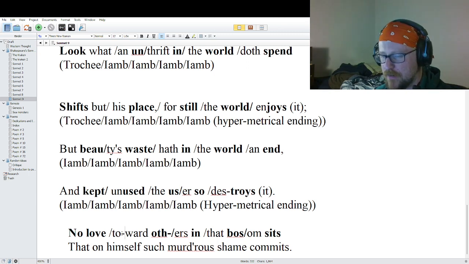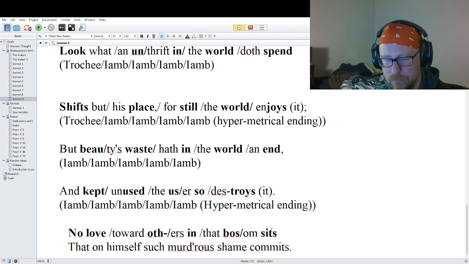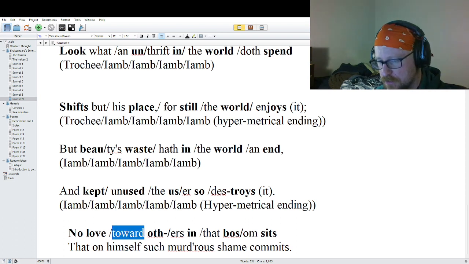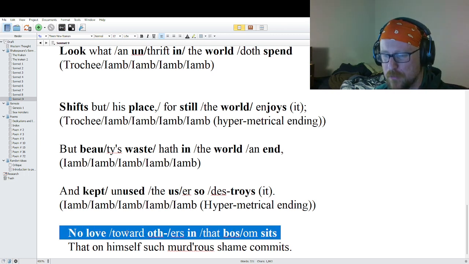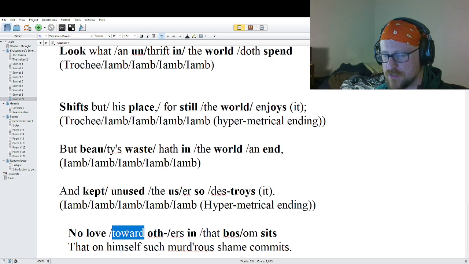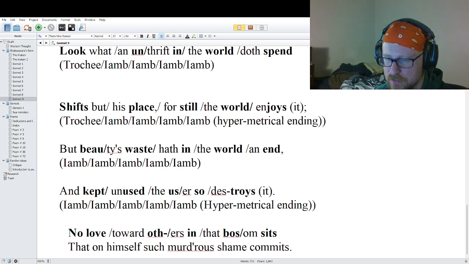This is being pronounced how it is in the US, "toward," like it's just a one syllable word. But I have seen this in contemporary poems as a two syllable word. So I'm fully aware that if you are from the UK or Australia, I don't remember which one, you might pronounce this as a two-syllable word, or hear it as a two-syllable word, totally understand. But anyways, we still have the spondee at the opening, which is a heavy, heavy beat. So no love toward others in that bosom sits.